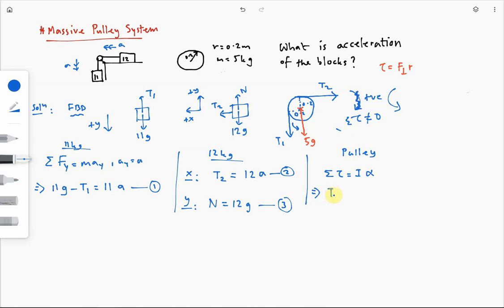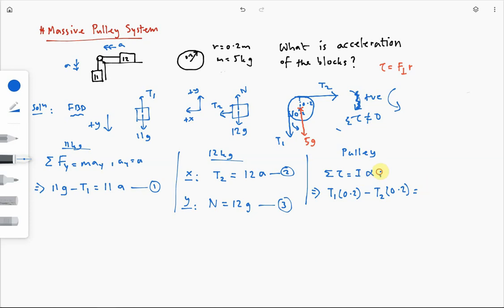So T1, and the perpendicular distance is 0.2 from the center. So T1 times 0.2 minus T2, which is the clockwise torque, so T2 times 0.2, equal to I alpha.